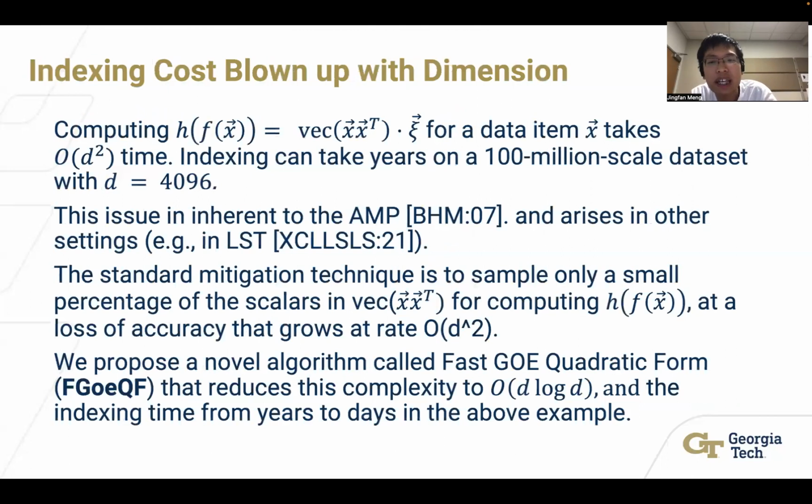For example, we have computed that if the D and the number of data points are reasonably high, then the indexing can take years of time. So the solution: we also found that this issue arises in other different contexts. The standard mitigation technique is to sample only a percentage of the scalars, but it comes at a loss of accuracy. We propose a novel algorithm called fast GOE quadratic form that reduces its complexity to D log D from D squared. It means from years to days.